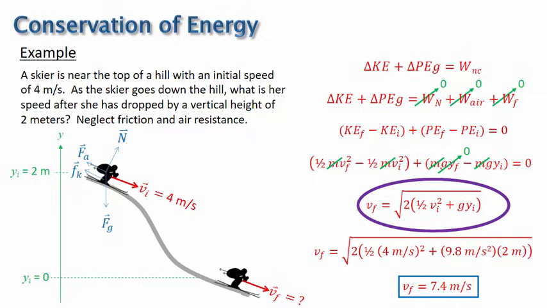How about the skier problem we just worked through? Could we have solved this problem with kinematics? The answer is no. Recall that the kinematic equations are only valid when the acceleration of the object is constant. In this problem, the slope of the hill changes, so the acceleration of the skier is not constant, and so we can't use the kinematic equations.